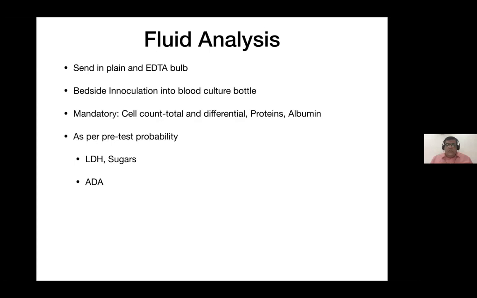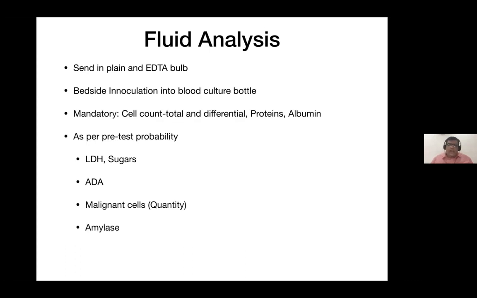Malignant cells, if there is an appropriate setting, then you would send for malignant cells, you send at least 500 ml to a liter of fluid for this purpose. Then it will be centrifuged, and after the cytospin, then the cells are analyzed for presence of abnormal malignant cells.